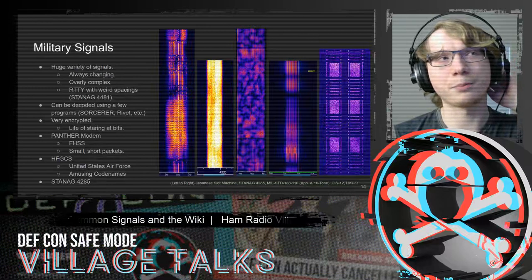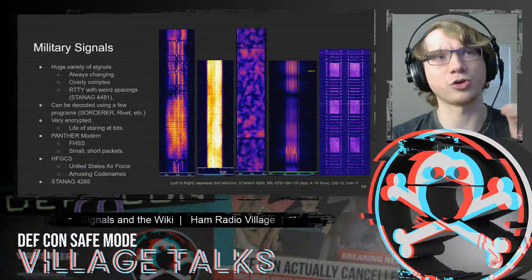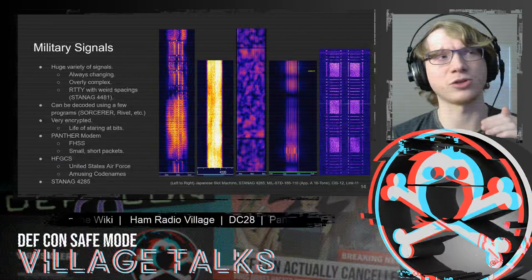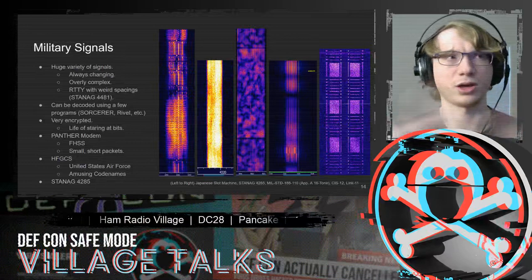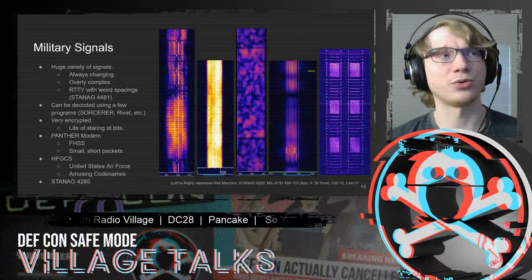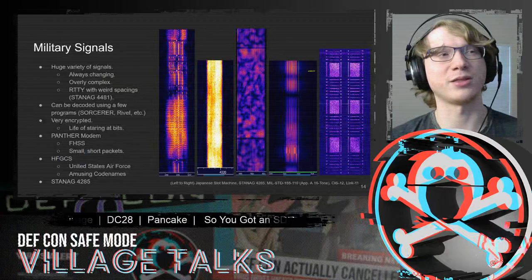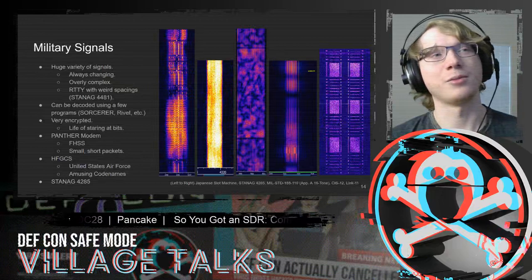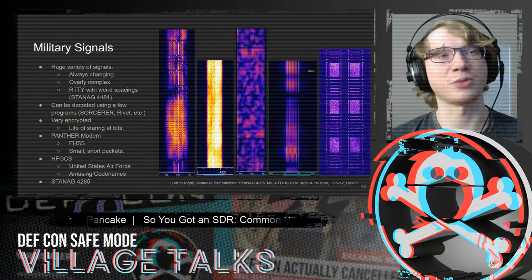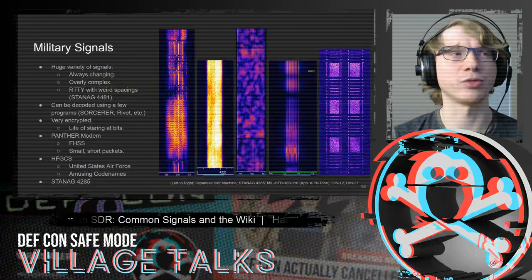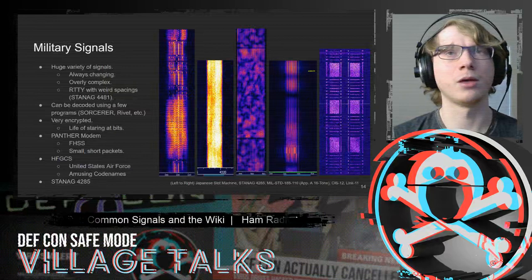There's also the Panther modem signals, which show up as little data bursts. I believe there's 6 data bursts when they're establishing a connection, and then after that they just kind of go everywhere. And there's also the HF Global Communication System, which is by the United States Air Force, and that's actually just talking, but they say numbers and letters and stuff, and they have them using code names. You'll catch that at 4.724 megahertz, usually. There's other ones, too. They go through the whole system.